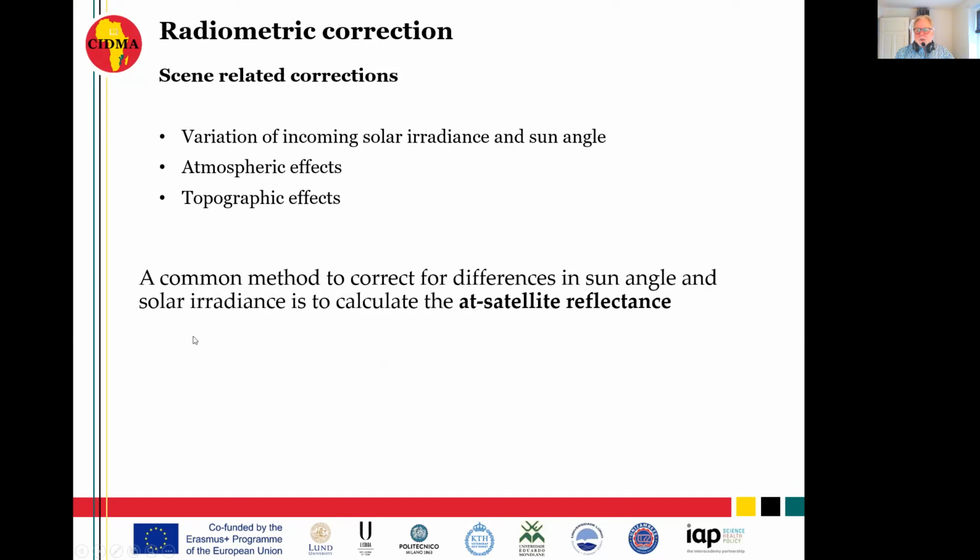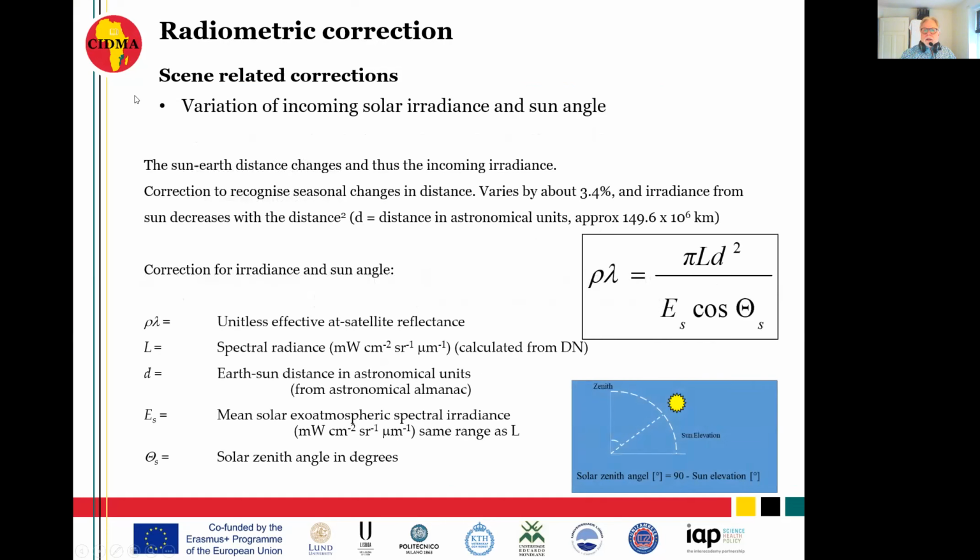So a common method to correct for differences in sun angle and solar irradiance is to calculate at-satellite reflectance. So we go from DN values to radiance, and then we now go to at-satellite reflectance. So we normalize the differences in the reflectances measured by the satellite. And this is then related to variations in incoming solar irradiance and sun angle.